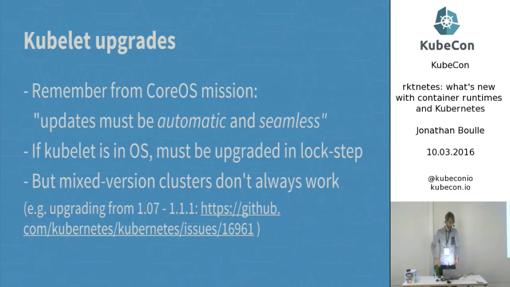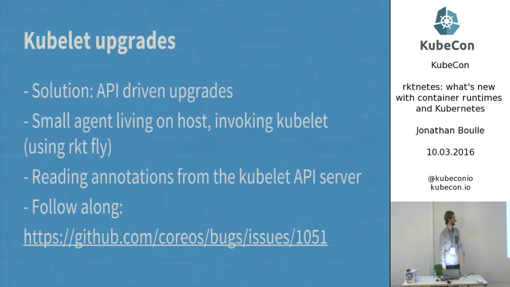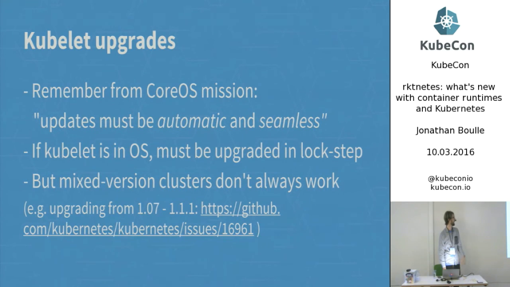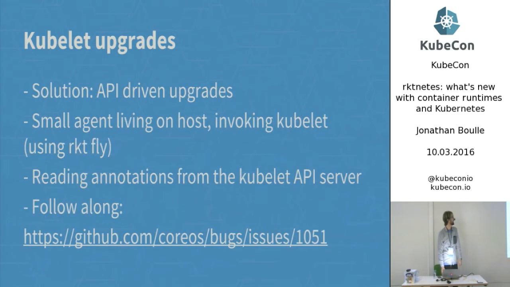Another thing that we're looking to do at CoreOS is work on different ways to upgrade the kubelet to make this a nicer experience. Previously we experimented with having the kubelet in the OS, which meant when you do an upgrade, it's in lockstep with the OS image itself. But we had some issues with mixed cluster versions, unfortunately, where there wasn't the strict compatibility we'd expected between the control plane and the API. If you want to see more details about what exactly we hit, there's a GitHub issue there.